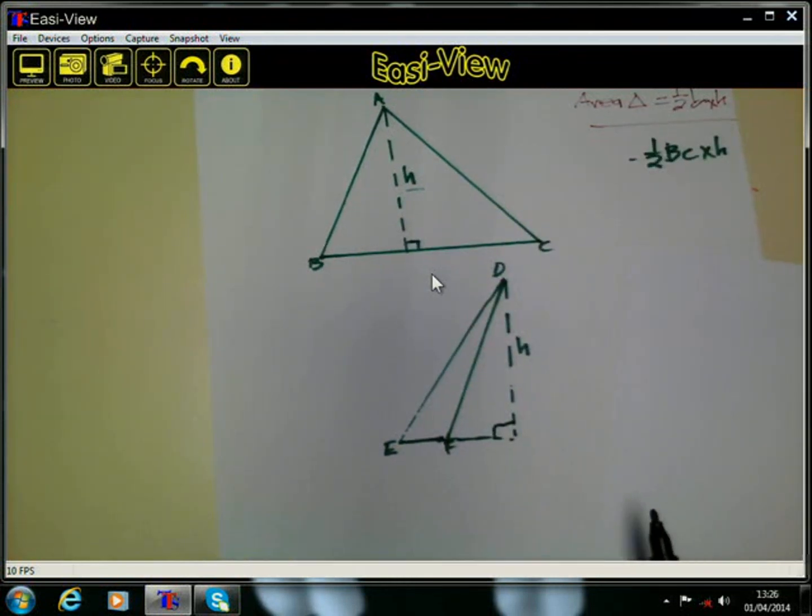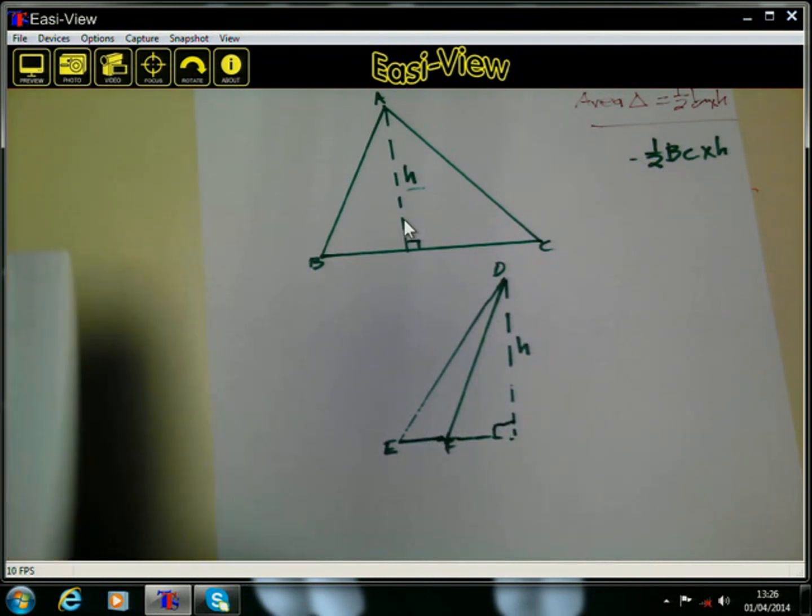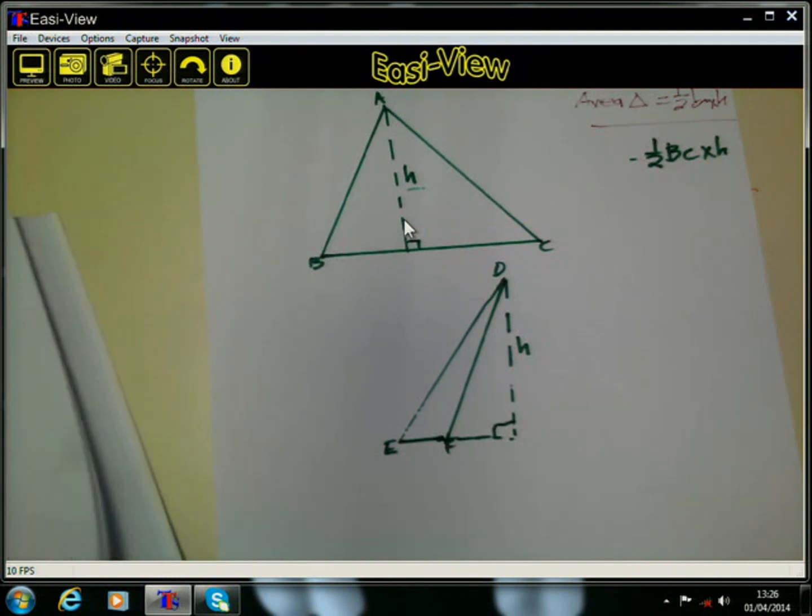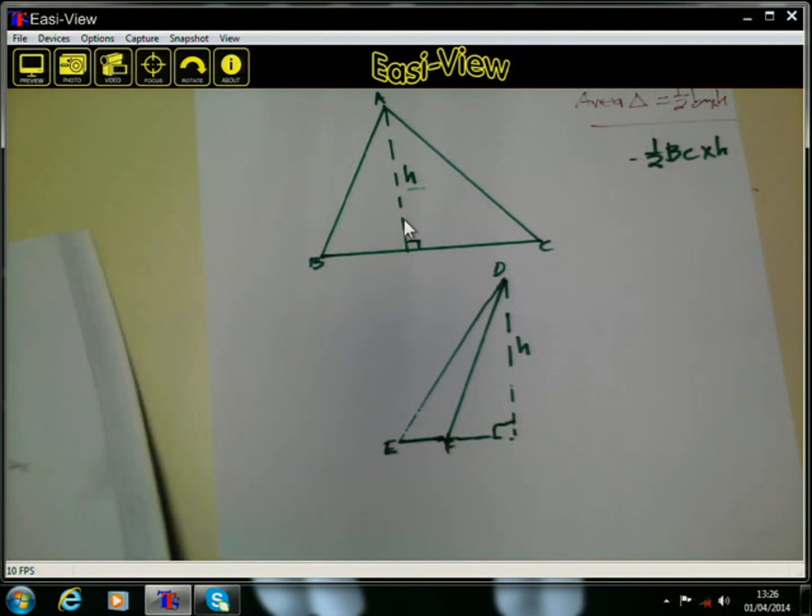So these are the two types of triangles that I would like us to look at before we can carry on with our theorem, because basically this is what the theorem entails. That is what the theorem that we are going to deal with entails.